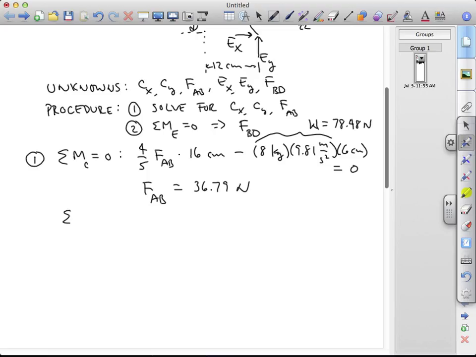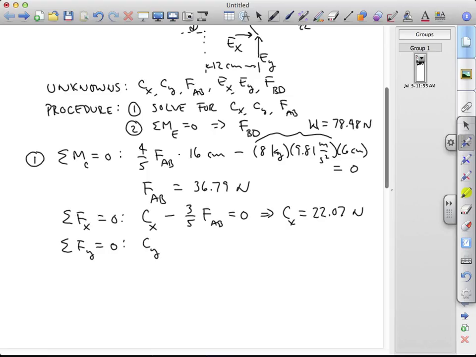And then we can use force equilibrium in X and Y to solve for the forces at C. We have CX minus the horizontal component of FAB, which is 3/5 FAB, equals 0, and that gives us a value for CX that's equal to 22.07 newtons. We have CY in the vertical direction. We have CY plus the vertical component of the 2-force member, which is 4/5 FAB, minus the weight equals 0. And that ends up giving us CY is equal to 49.05 newtons.